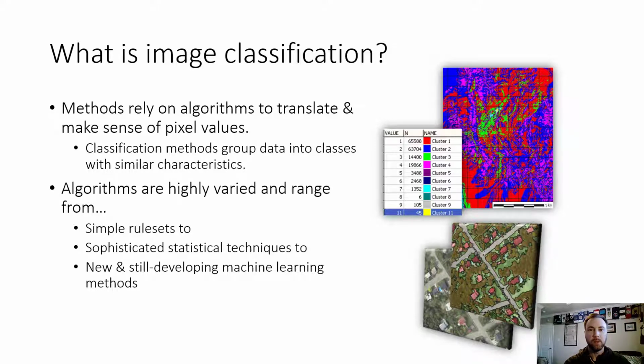Methods rely on algorithms to translate and make sense of pixel values. The classification methods group data into classes with similar characteristics, as I said, proximity to one another, and shared signature along the electromagnetic spectrum. Algorithms are highly varied and range from a simple rule set, like must be the same band along the electromagnetic spectrum, or a more sophisticated statistical technique, like a couple of the methods I talked about last week, or still some new and developing machine learning methods, which we'll actually get into over the next couple of weeks in class.